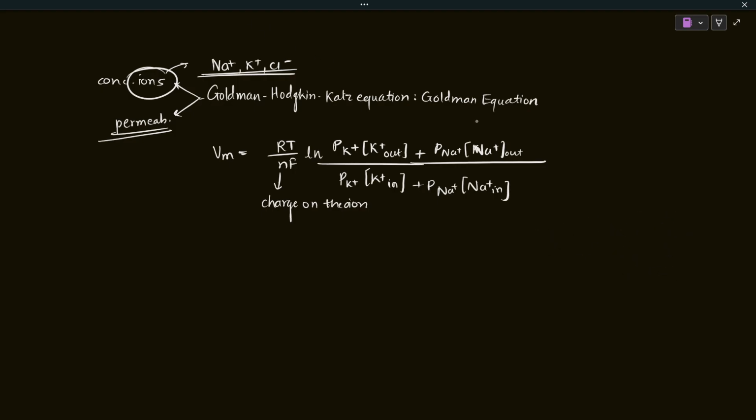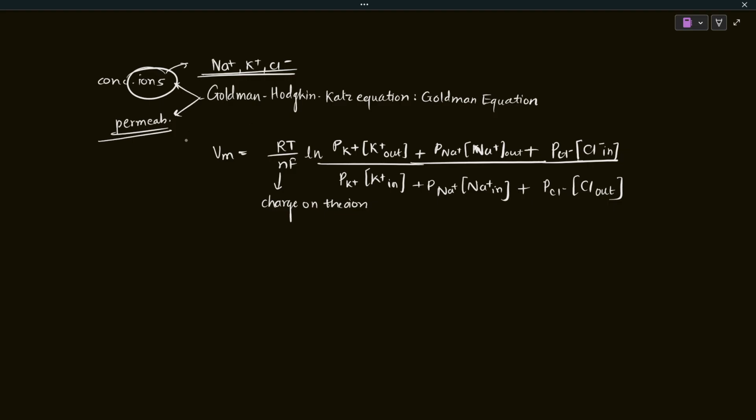Then again, you have to consider the potassium ion as well as the chloride ion. But chloride is an anion, which is why the concentration factors are exactly reversed. So it is the permeability of chloride multiplied by the concentration of chloride ions inside the cell, divided by the permeability multiplied by the chloride ion concentration outside the cell.